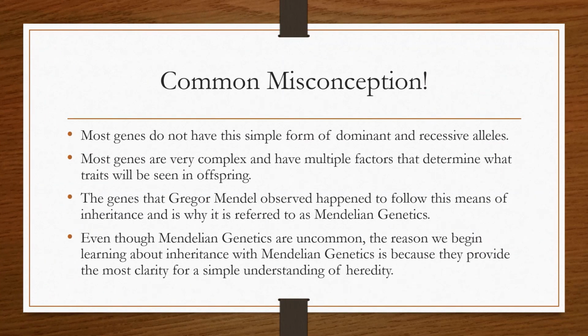Now, a common misconception is that most genes do not have this simple form of dominant and recessive alleles. Most genes are very complex and have multiple factors that determine what traits will be seen in the offspring. The genes that Gregor Mendel observed happen to follow this means of inheritance and is why it is referred to as Mendelian genetics. Even though Mendelian genetics are uncommon, the reason we begin learning about inheritance with Mendelian genetics is because they provide the most clarity for a simple understanding of heredity.